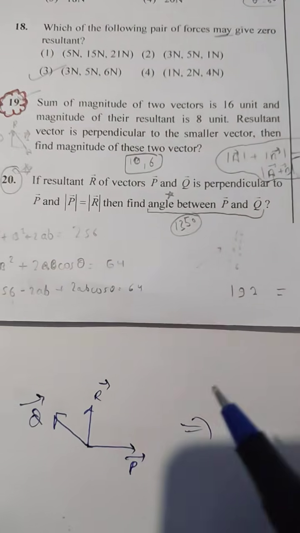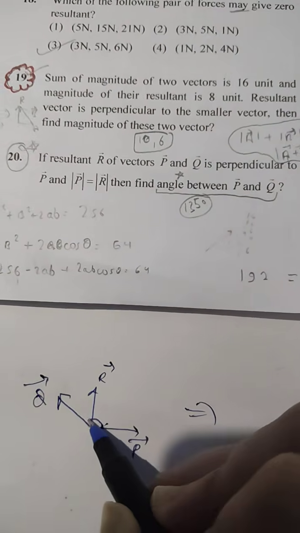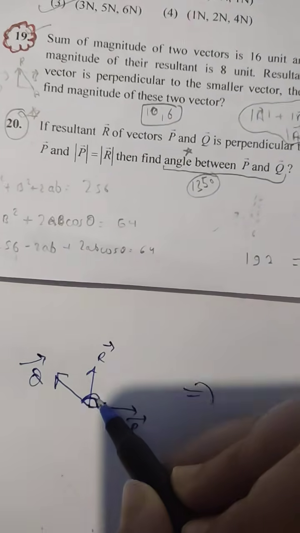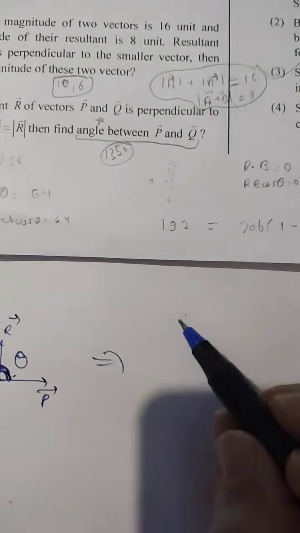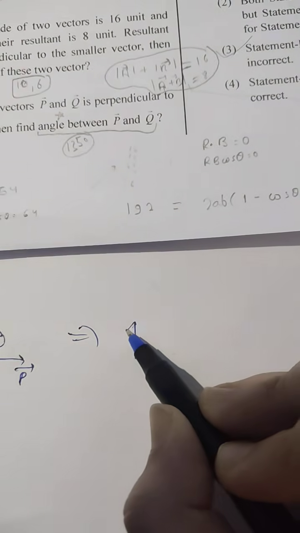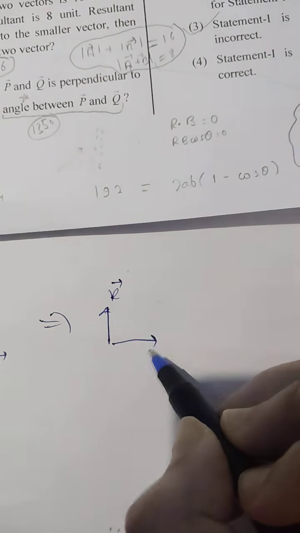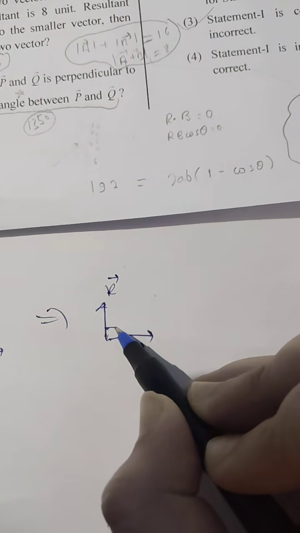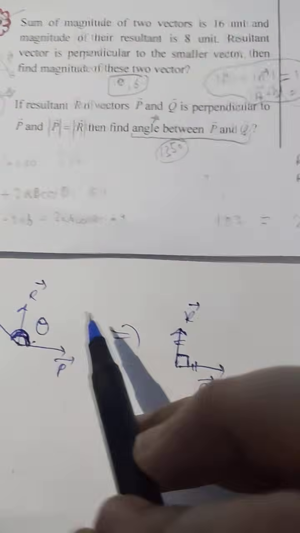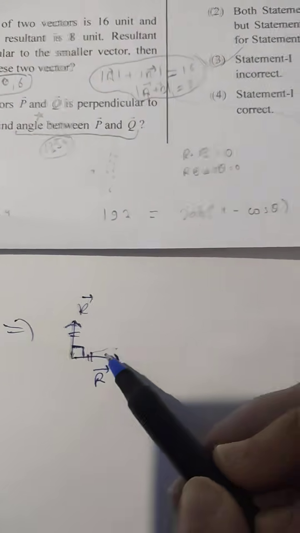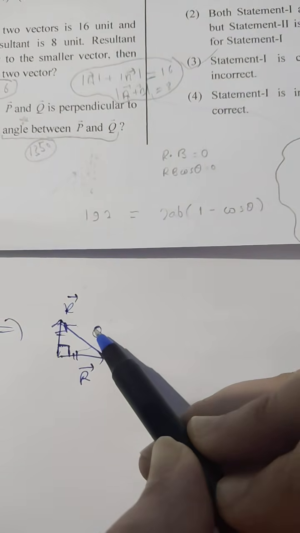First of all, we have to find the angle between P and Q. We all know that the angle between them is the angle between their tails, which is theta, this whole angle. Now we're going to shift this Q vector parallelly to form a right angle triangle. We already know that this is 90 degrees and its magnitude is the same. So we are going to shift this Q vector from here to here.